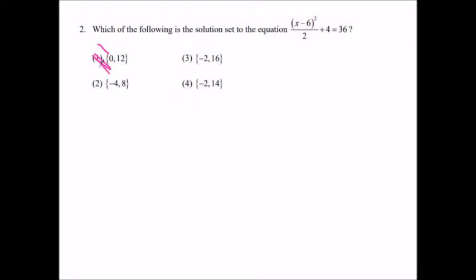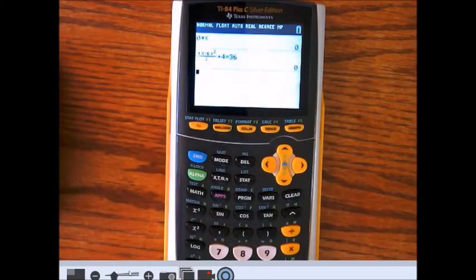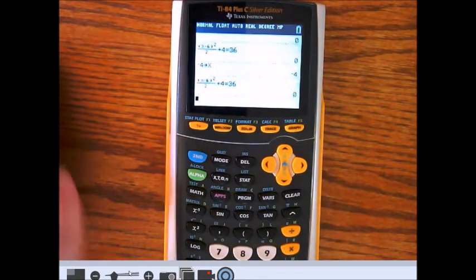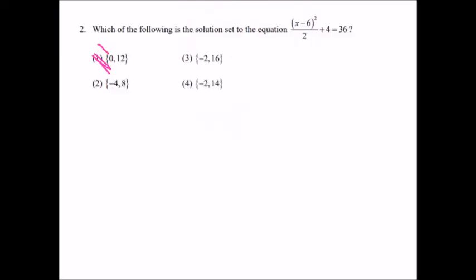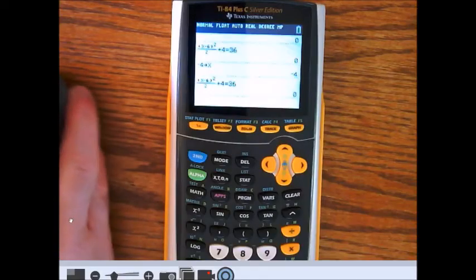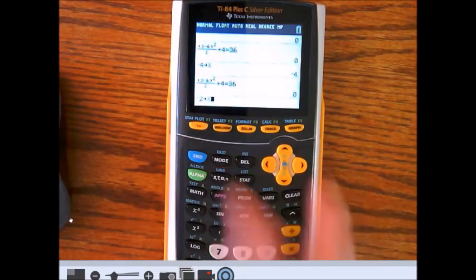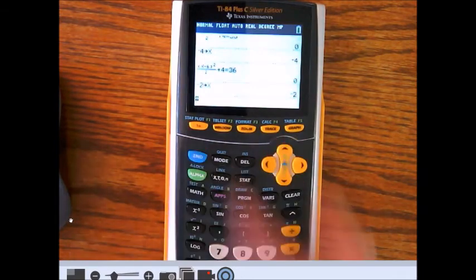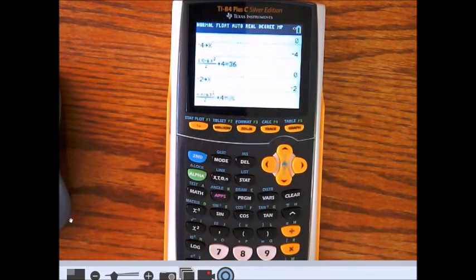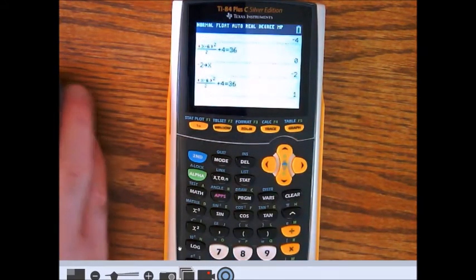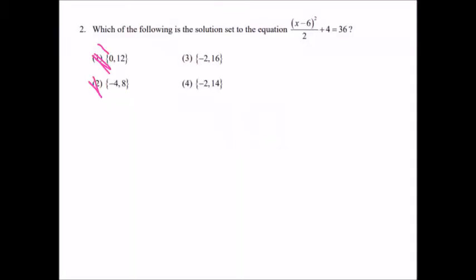But now let's test negative 4. All right, I'm going to go a little faster. Negative 4 store x. I'm going to repeat the entry. So no, not that one. All right, now let's test negative 2. So negative 2 store x. All right, negative 2 works, but if you notice, choices 3 and 4 have negative 2.